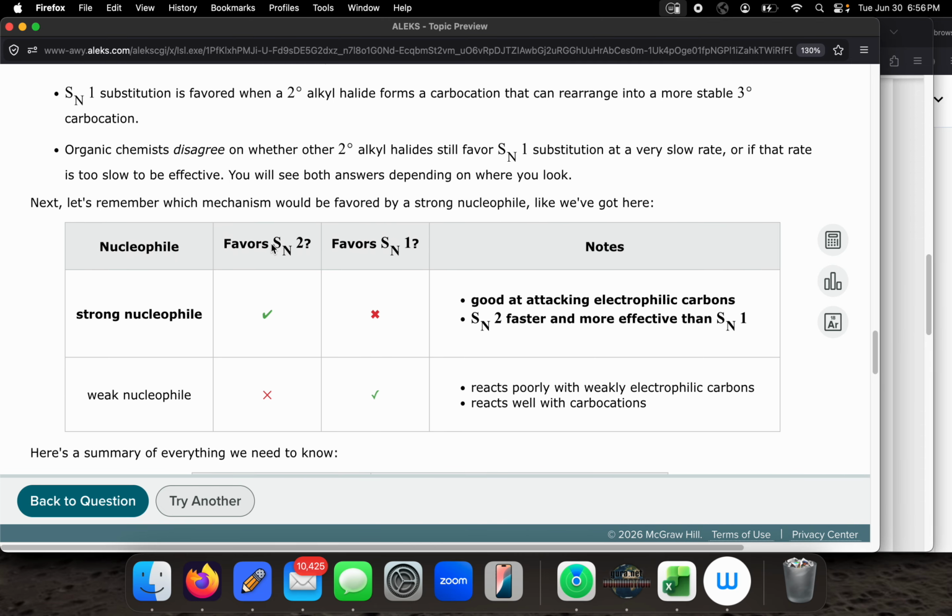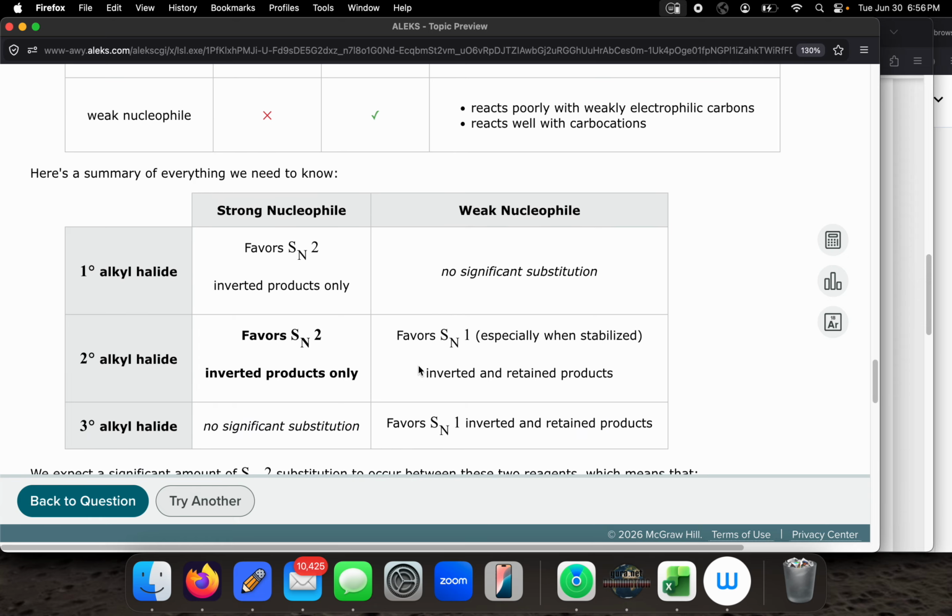And here's, if it's a strong nucleophile, it's going to go SN2. If it's a weak nucleophile, it's going to go SN1. And notice this is a light. I'm not sure if that's got anything to do with it, actually. Okay. All right, it's going to go SN2. But if it's a weak nucleophile, it's going to go SN1. Very cool.